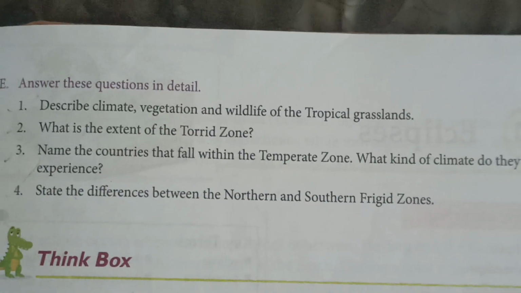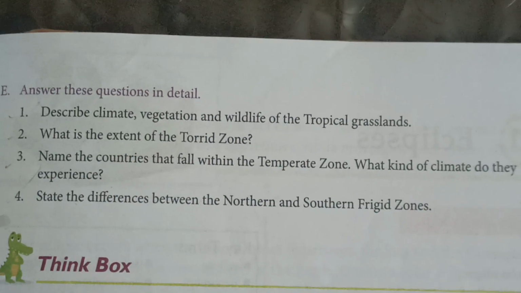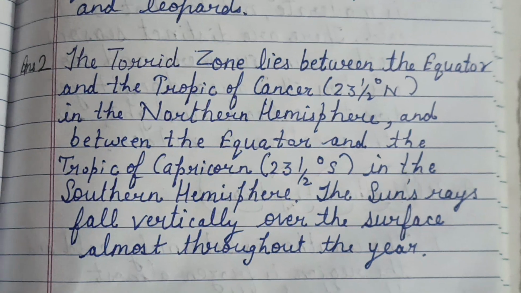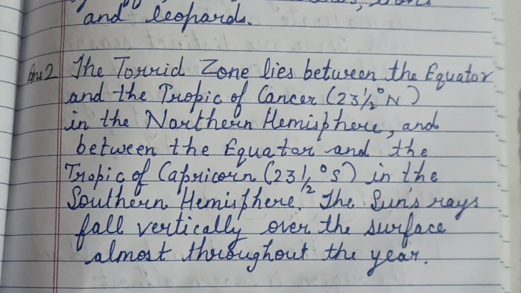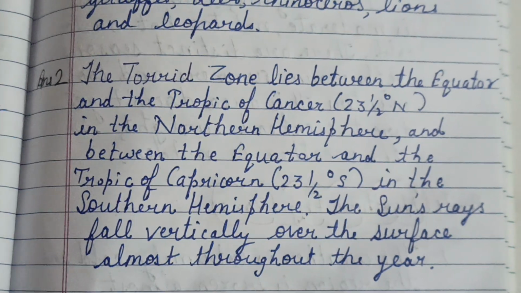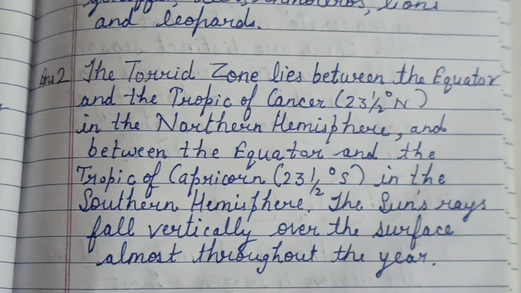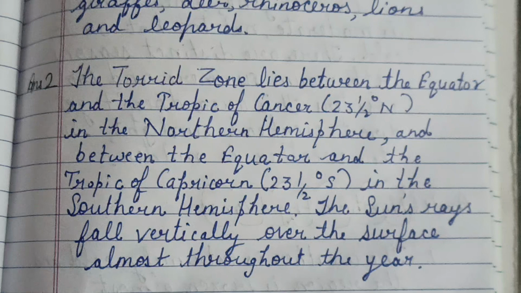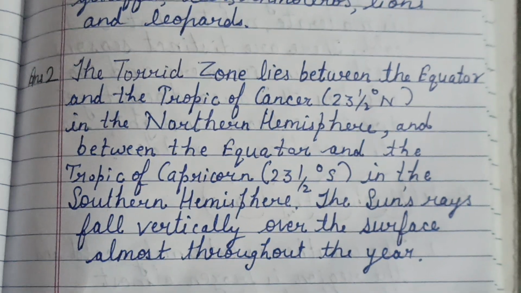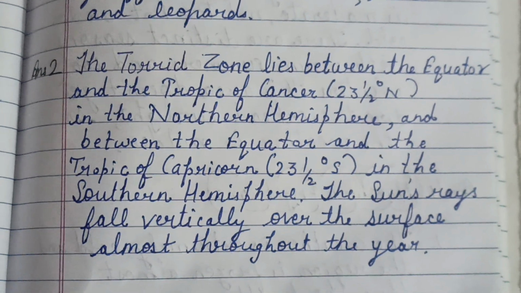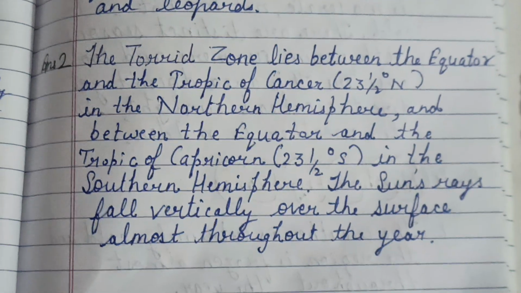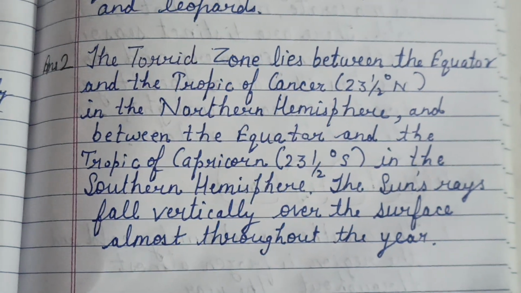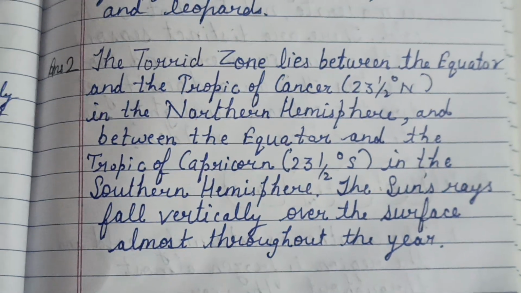Question number 2, what is the extent of the torrid zone? And the answer, the torrid zone lies between the equator and the Tropic of Cancer, 23 1/2 north in the northern hemisphere, and between the equator and the Tropic of Capricorn, 23 1/2 south in the southern hemisphere. The sun's rays fall vertically over the surface almost throughout the year.